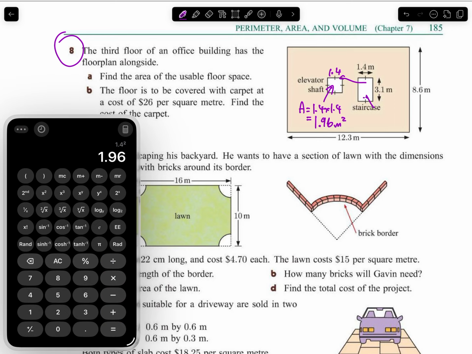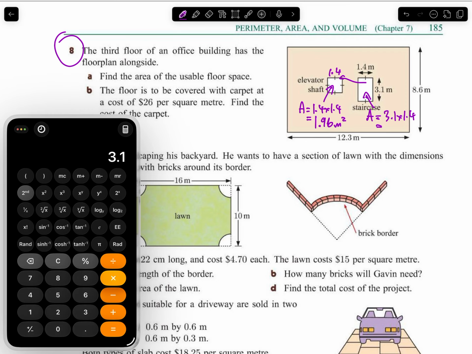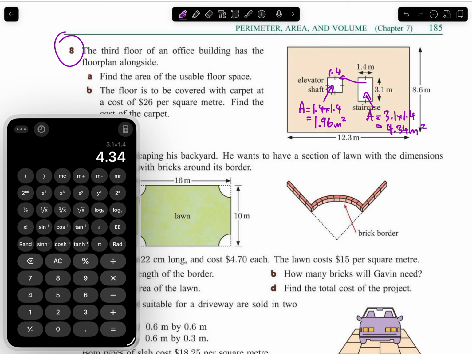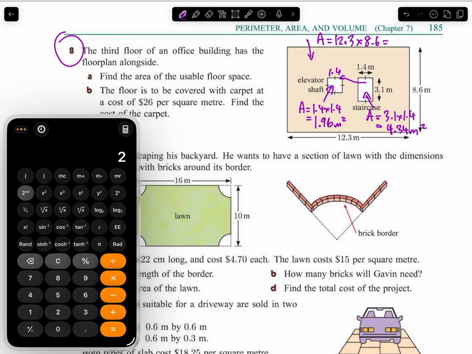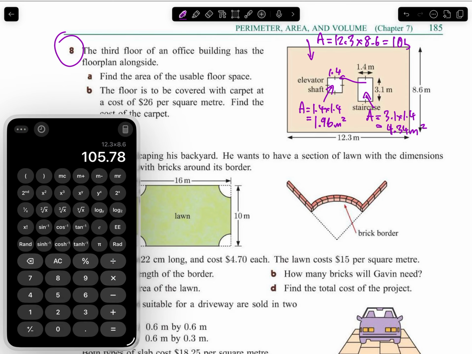This is a rectangle here. Area is 3.1 times 1.4, which is 4.34 square meters. The whole rectangle area is going to be 12.3 times 8.6, which is 105.78 square meters.